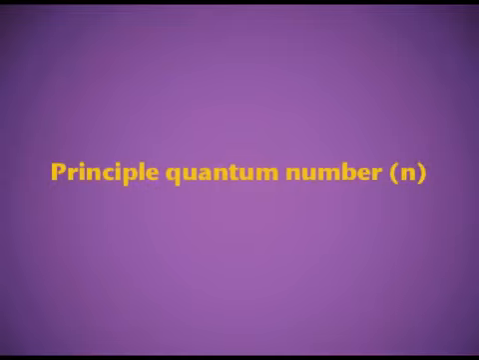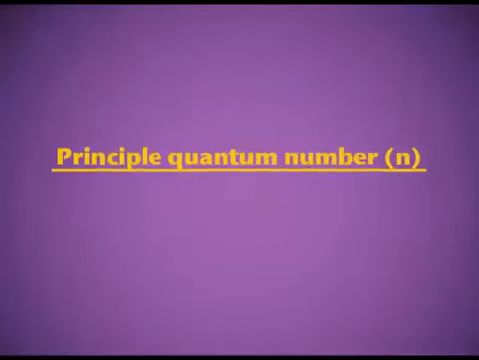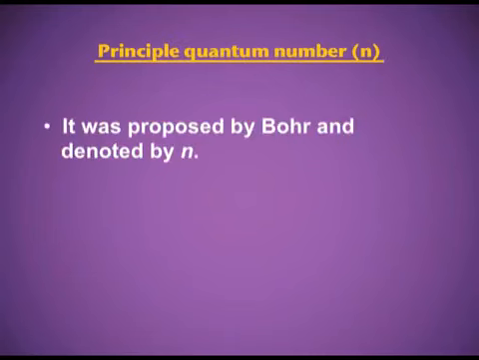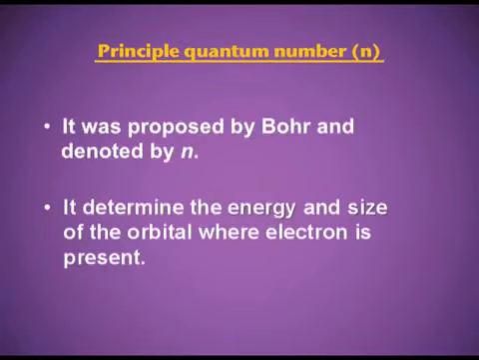Principal quantum number is represented by small n. It is the main quantum number. Its permitted values are 1, 2, 3, 4 and so on. It can never be 0. It explains the energy and the size of the shell. This quantum number was proposed by Bohr. It determines the energy and the size of the orbital where the electron is present.